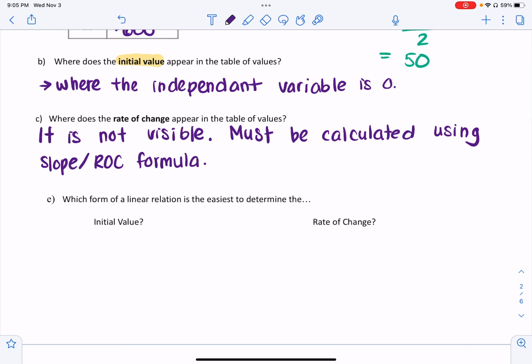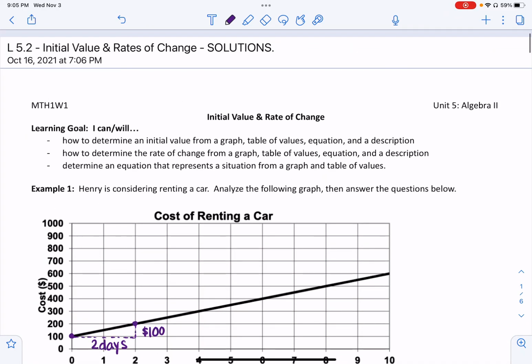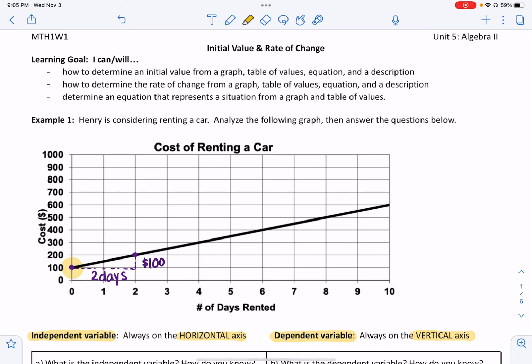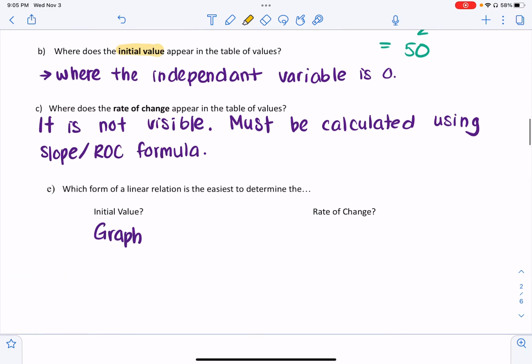Now, sometimes, depending on the form you're given, it's easier to find certain pieces. So when we're thinking of our initial value, it's very, very clear on our graph. That's really the best place to find it. So for example, if I go back up here to our graph, right where it crosses my vertical axis, right there is our initial value. So it's super easy to find. You can also find it from the table of values, but we don't always have that zero coordinate given to us. So the graph is always the best place to go, but we can also find it from the table of values if needed.